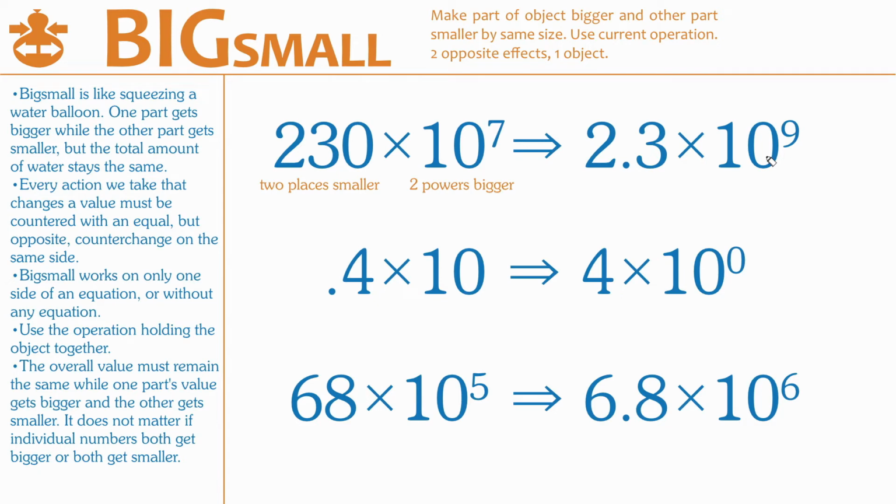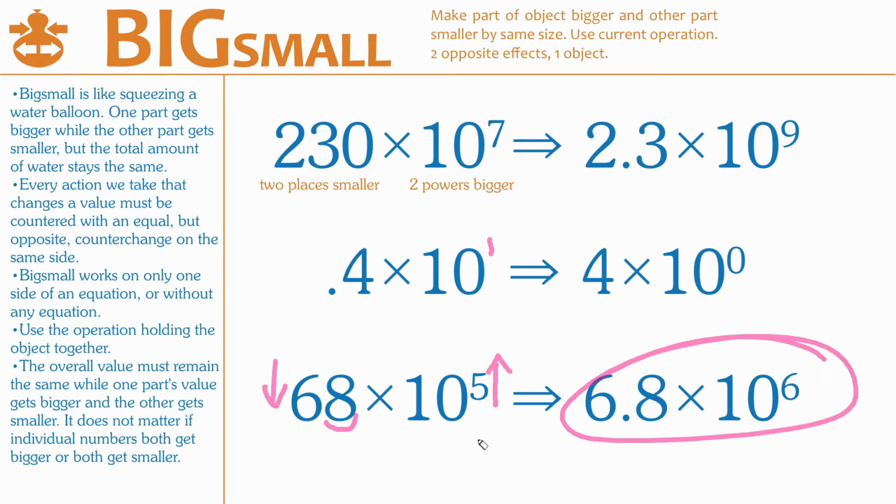Okay, so now we can look at this fairly rapidly. If we remember, we have an invisible 1 power. My decimal has to move over here, and that makes it 1 place bigger. So my power will become 1 power smaller. 4 times 10 to the 0. We've got an invisible decimal there. Okay, so this got bigger, the power got smaller. Now we have 68. We're going to get 1 place smaller, so this has to get 1 place bigger. 6.8 times 10 to the 6th.